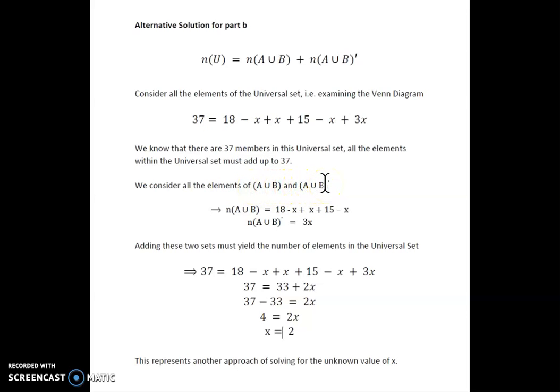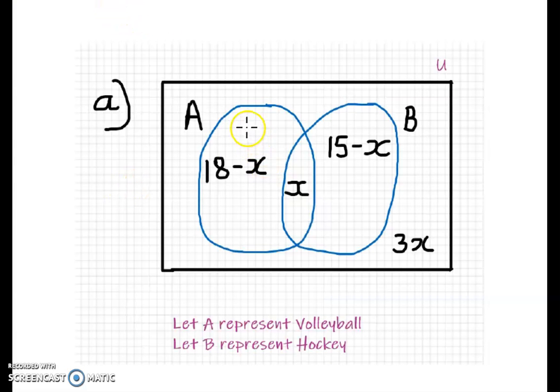For this, we look at the Venn diagram. The number of elements of A union B is really 18 minus X plus 15 minus X. And the number of elements of A union B complement is 3X. This region here between A and B represents A union B, all the elements that lie between A and B. So the number of elements of A union B is 18 minus X plus 15 minus X. The number of elements of A union B complement is 3X, that is this region here.